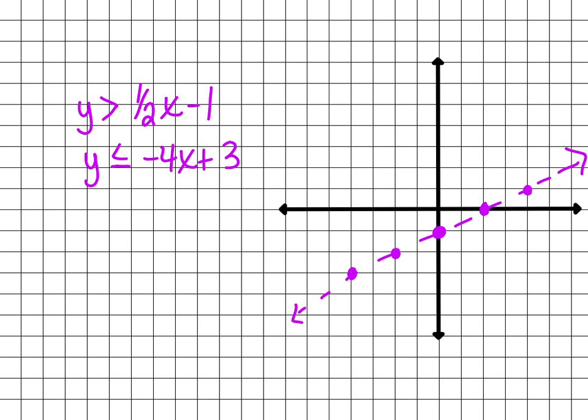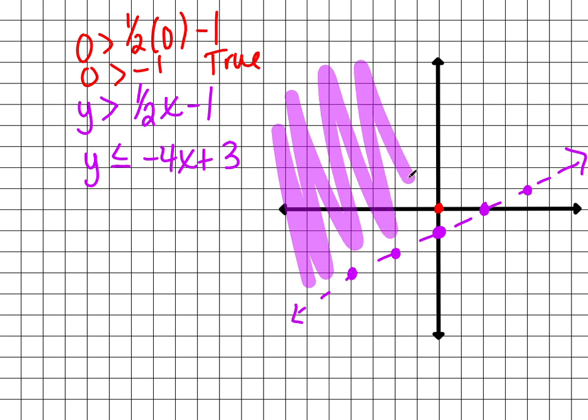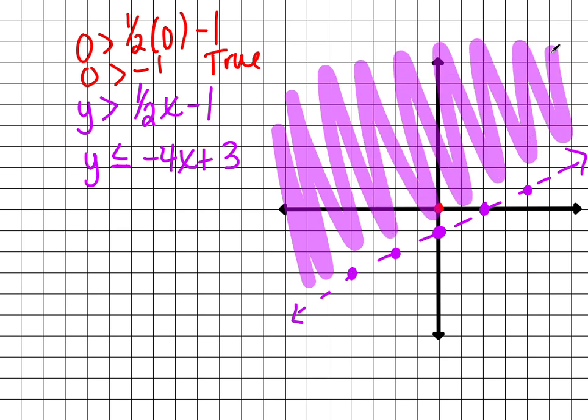Now, if we're unsure where to shade, what you would do is grab a test point, and usually we test 0, 0. If I plug a 0 in for y and a 0 in for x, I get that 0 is greater than negative 1. And that is true. So that means this point is in the shaded region. So I'm going to shade to include my test point, and this would be above the line. Any point in that shaded region will come out to a true statement when plugged in.